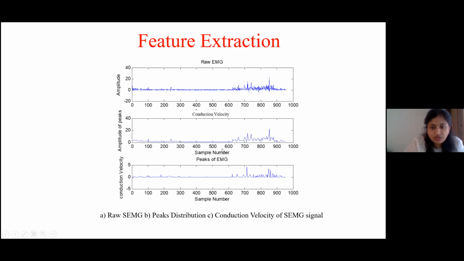And for these number of peaks, after that what are we doing? We are finding the conduction velocity for this number of peaks. From this point to this point, from this peak to this peak, your signal is going. But at which speed it is going can be calculated through this conduction velocity. So this velocity of the conduction is calculated over here as one feature.